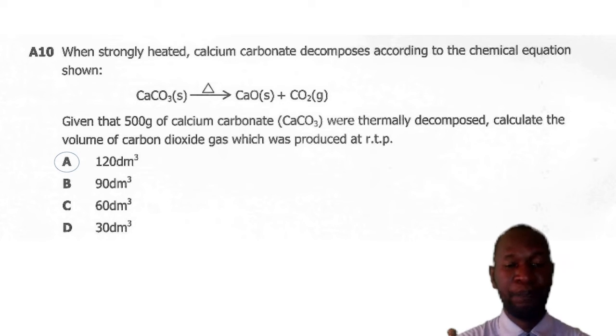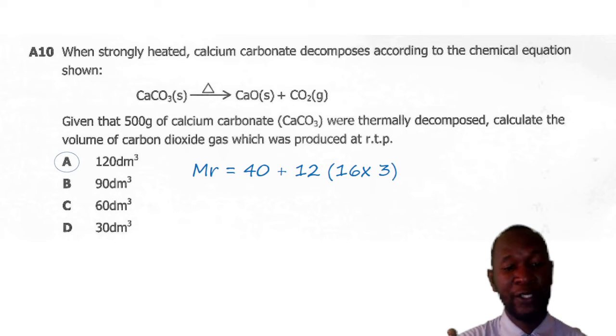Now, from the equation, which is already balanced, we can tell that 1 mole of calcium carbonate decomposes to form 1 mole of calcium oxide and 1 mole of carbon dioxide. So if we know the moles of calcium carbonate, we'll be able to also find the moles of carbon dioxide. First, we need to find the relative molecular mass of calcium carbonate. The mass of calcium is 40, plus the mass of carbon, which is 12, plus the mass of the 3 oxygen atoms, which will give us 16 by 3. Once we sum that up, it will give us a mass of 100.